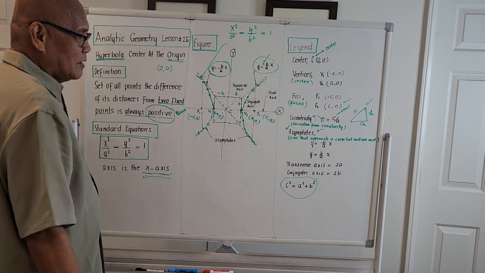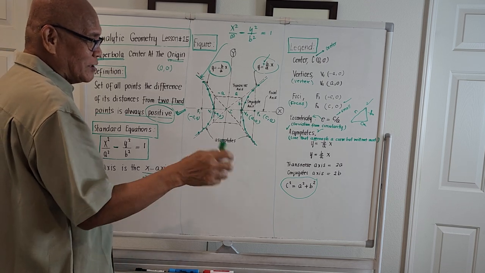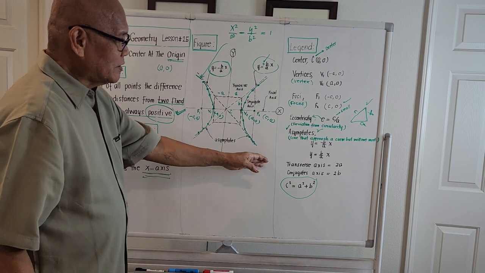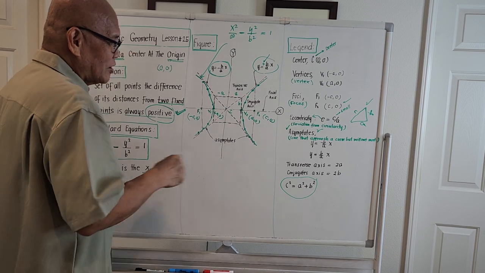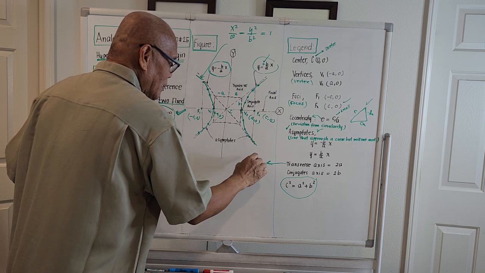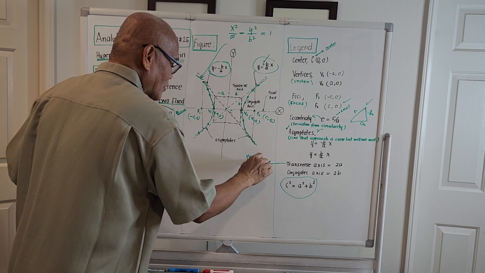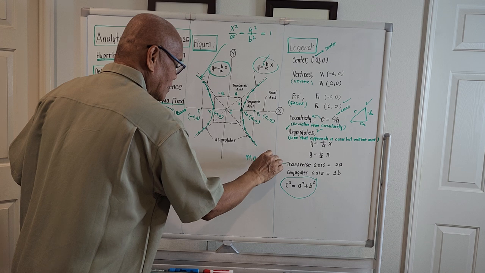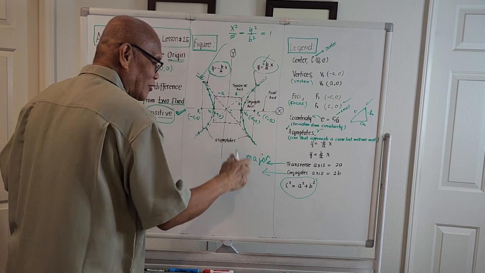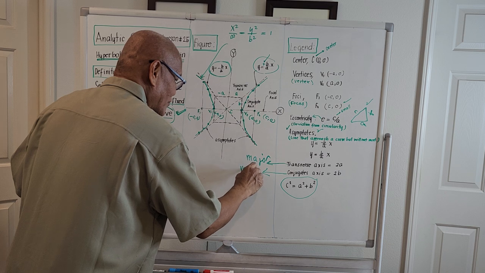What's next? At least we should know what a transverse axis is. Transverse axis and conjugate axis. The transverse axis, if we go back to the ellipse, is the same as the major axis. And the conjugate axis, if we go back to the ellipse, is the minor axis.